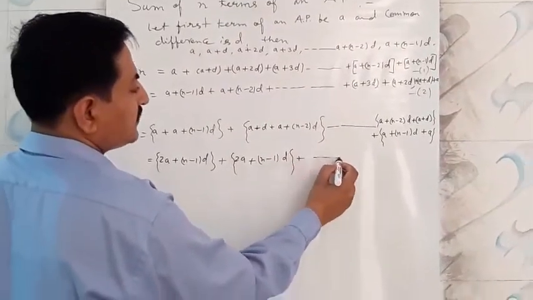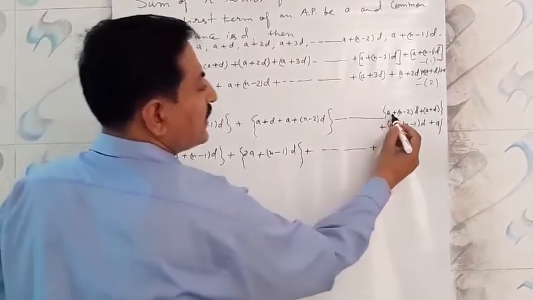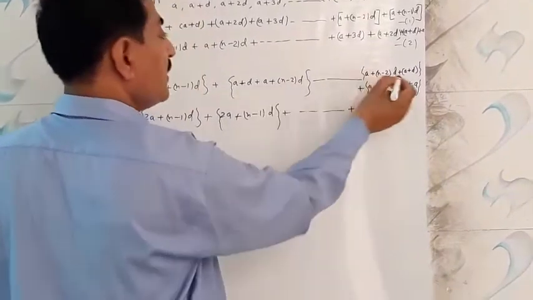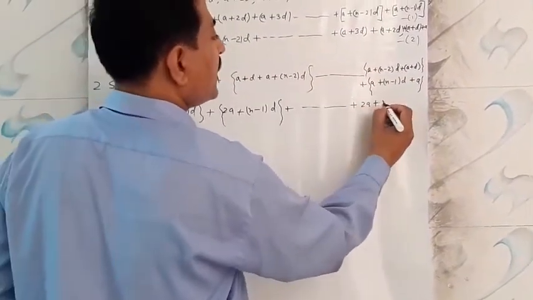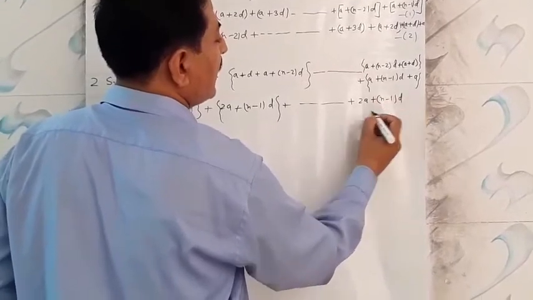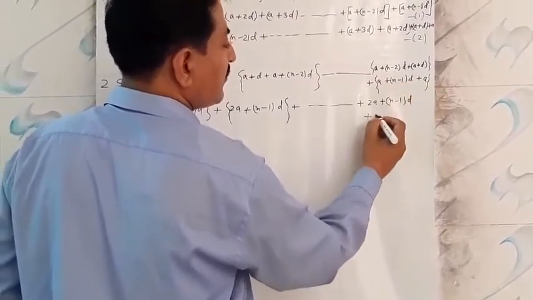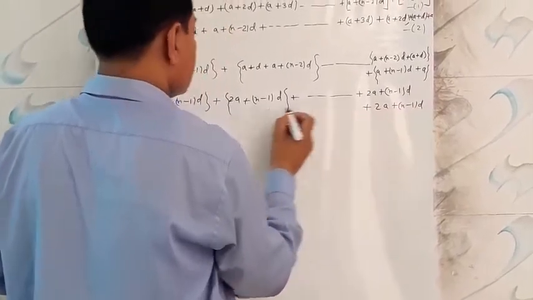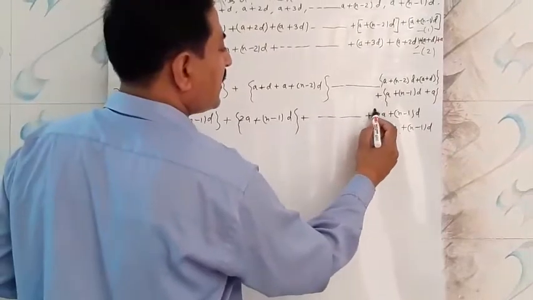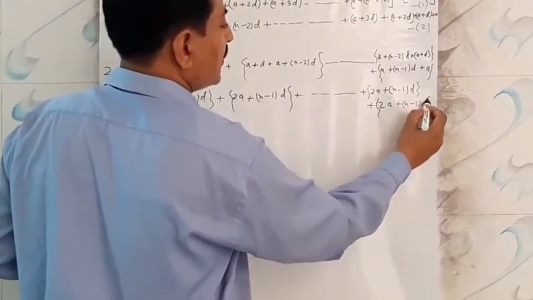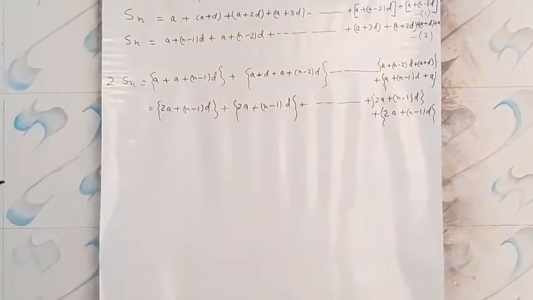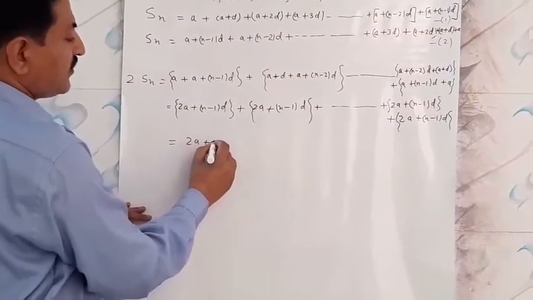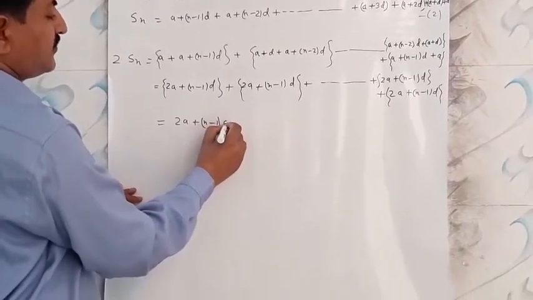And here again A plus A will be 2A, and in the same way it will come again, 2A plus n minus 1D. And again if you add this one, A plus A will be 2A plus n minus 1 into D. You will see that every time it is coming 2A plus n minus 1D. So how many times will it be? If there are n terms in the series, it is going n times.